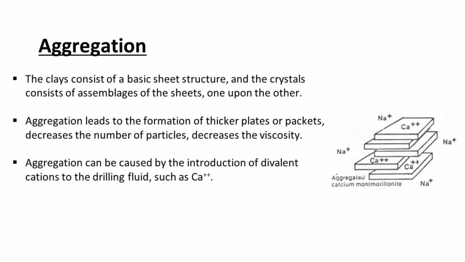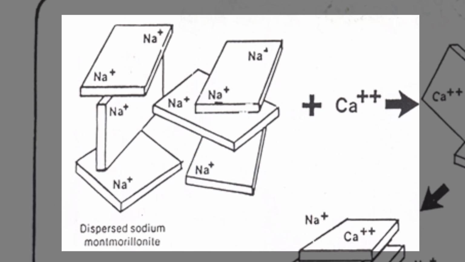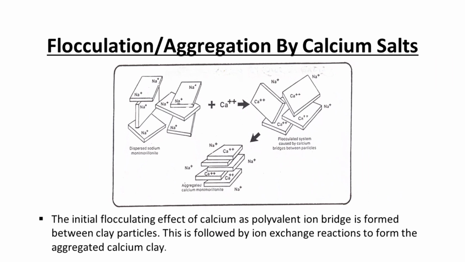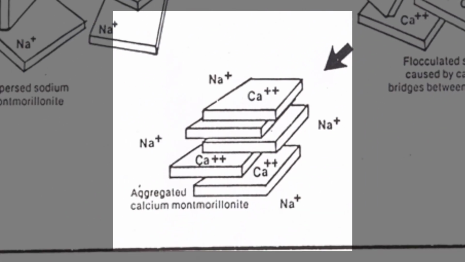Aggregation can be caused by the addition of divalent cations, like calcium 2+. This is problematic because drilling anhydrite or cement will introduce these species to the drilling fluid. When calcium salts are introduced to a dispersed sodium montmorillonite system, the calcium ions bond different particles together, as explained earlier. Polyvalent ion bridges are formed. The particles within the loose structures then undergo ion exchange reactions, forming the thicker, aggregated sheets of clay.